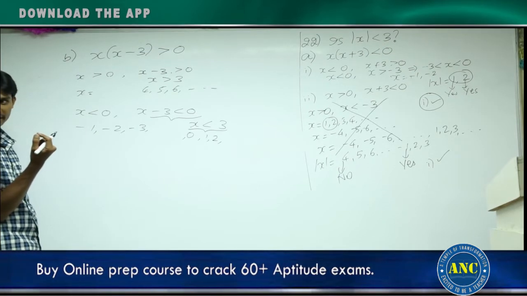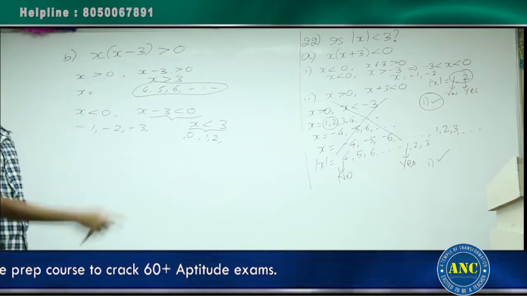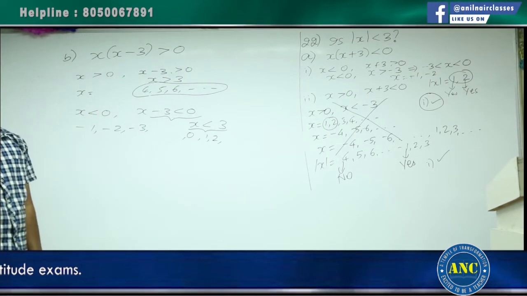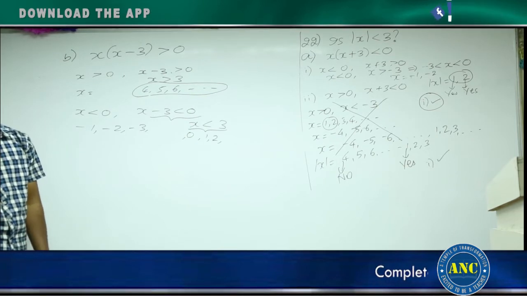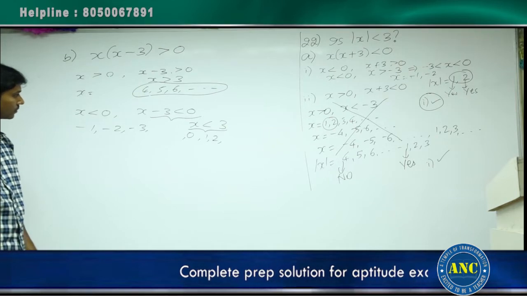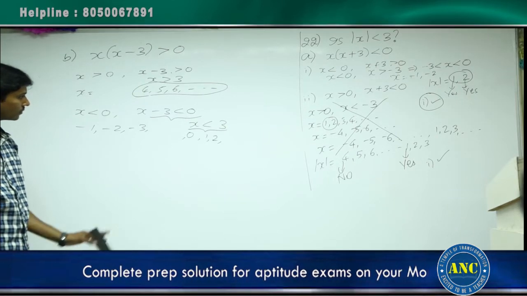Now substitute in the main question and ask yourself: are all these values less than 3? You are getting the answer as no. No is also a unique answer. Sir, but minus 1, minus 2 will satisfy. Sir, the second part will have yes and no both answers.